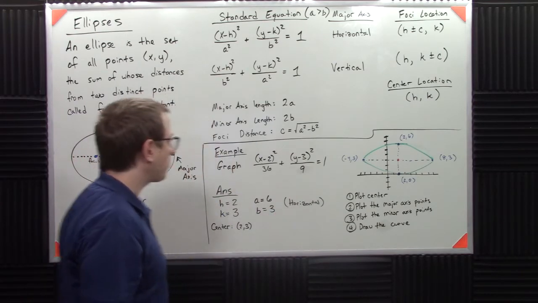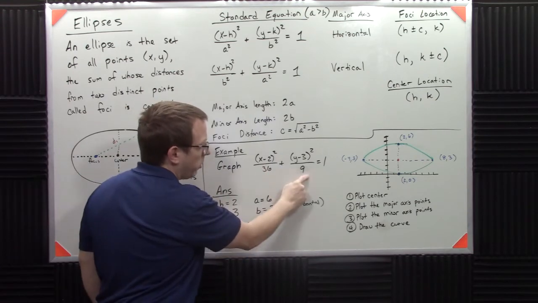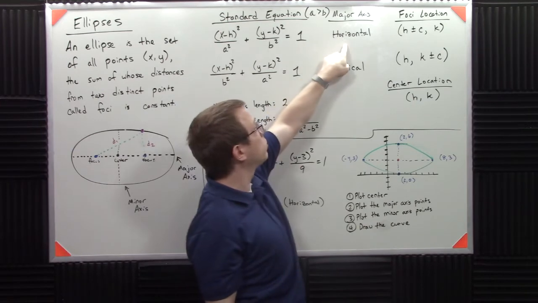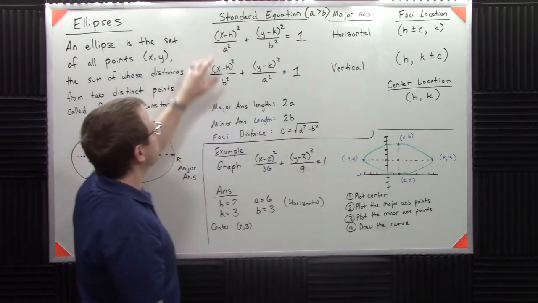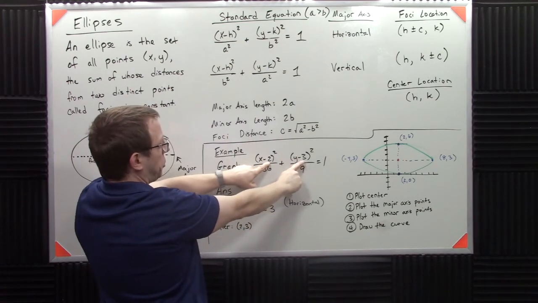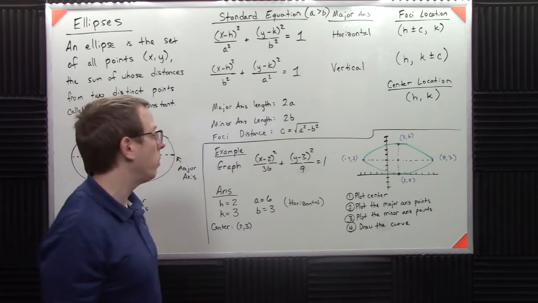Nice. So then we say, okay, I know this number is bigger than that number, so we're dealing with this type. It's a horizontal ellipse. So h and k are my center, so it looks like h is 2 and k is 3. So that tells me my center is at the point (2, 3).